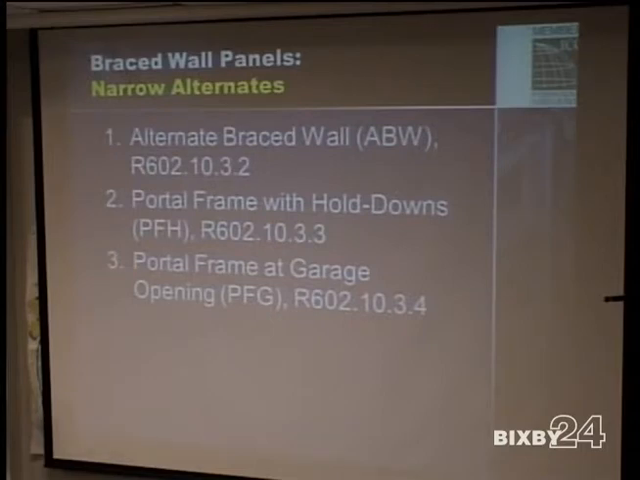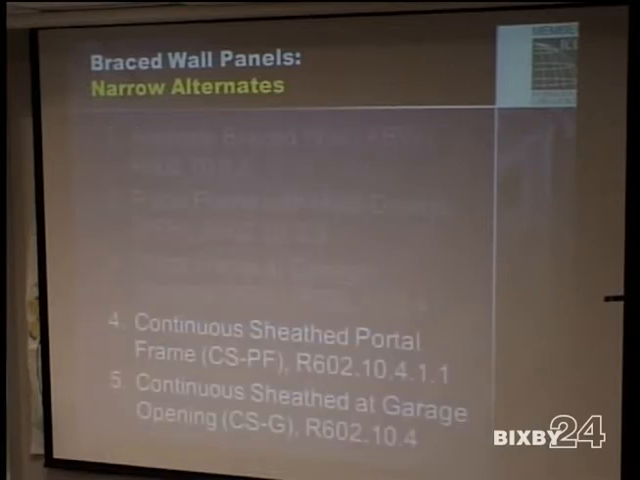We'll go into these methods, the narrower methods, in detail now. Both of these are the continuous sheathed portal frame and the continuous sheathed garage opening. Anytime you see one with a G on it, CSG or PFG, it's for the garage and can only be used at the garage. But all these others could be used at the garage or anywhere else, so just keep that in mind.